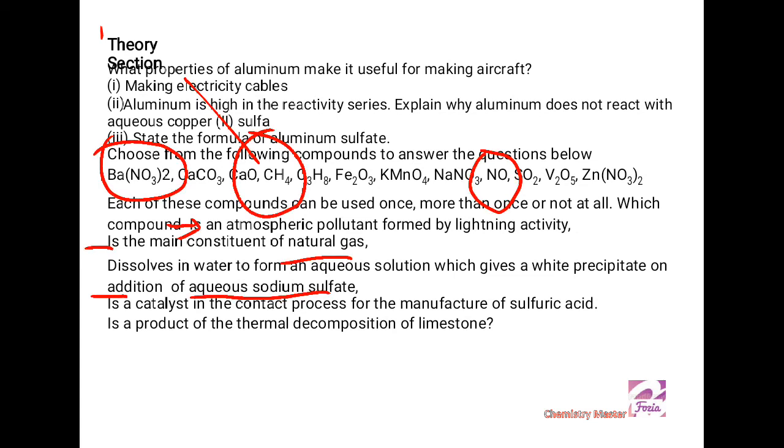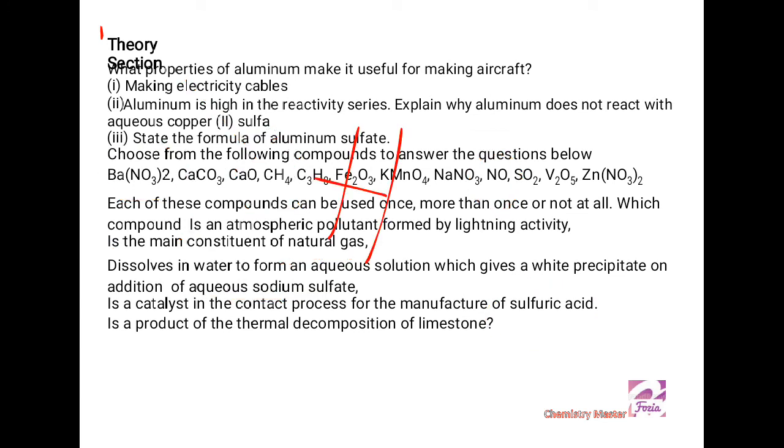Dash is a catalyst in the contact process for the manufacture of sulfuric acid. Sulfuric acid, H2SO4, is the king of compounds, and many industries use this acid. It is produced industrially by the contact process, in which one step involves oxidation of sulfur dioxide to sulfur trioxide, and the most suitable catalyst for this oxidation is vanadium pentoxide, V2O5.